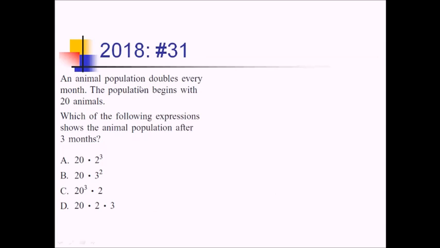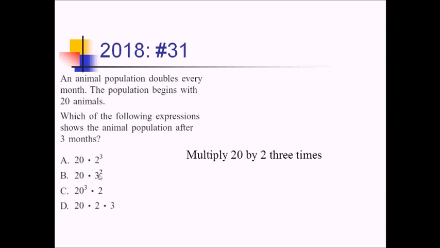For 31, an animal population doubles every month. The population begins with 20 animals. Which expression gives the animal population after 3 months? So we basically have to start with 20 and double 3 times. So multiply 20 by 2 3 times. How do we do that? Well, we would have 20 times 2 to the third power. We use exponents to multiply by the same number over and over again. So 20 times 2 to the third, that's answer choice A.